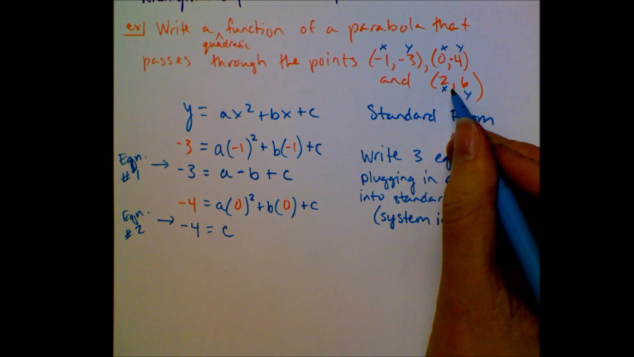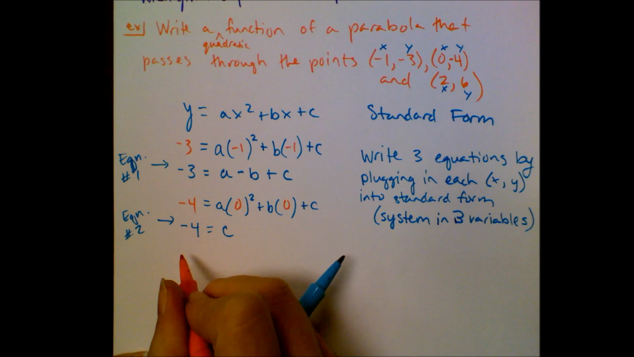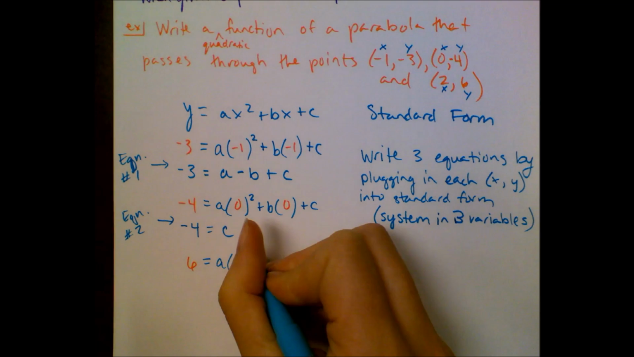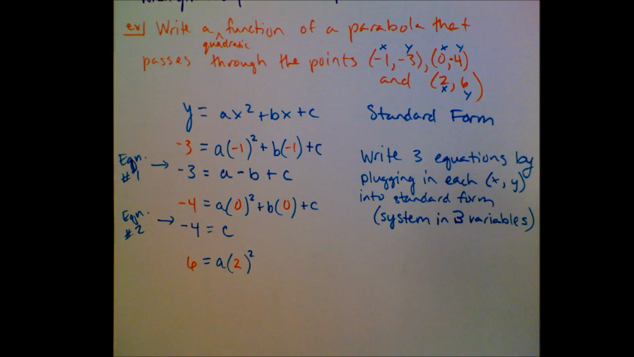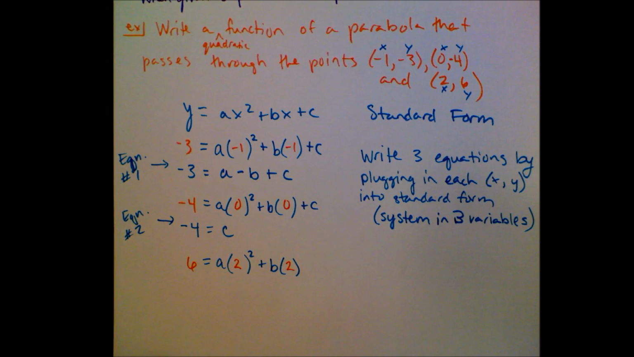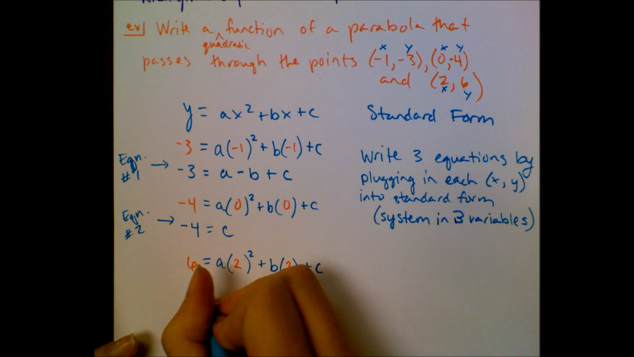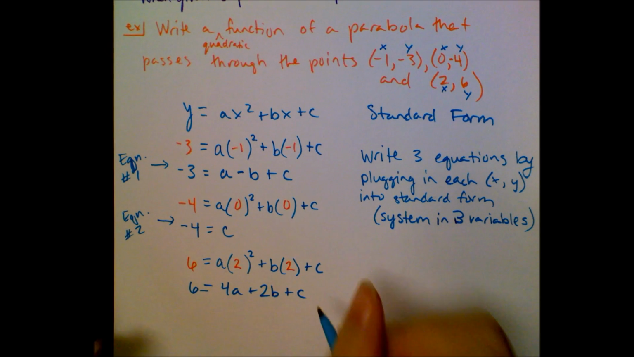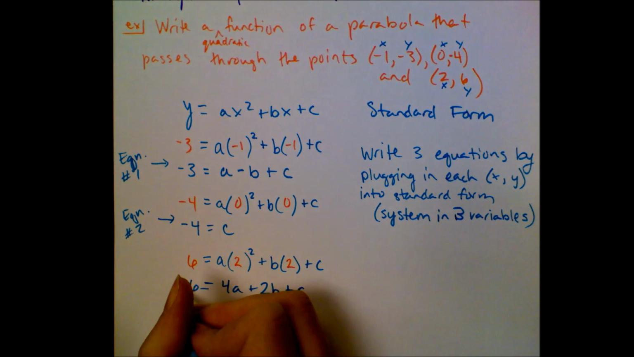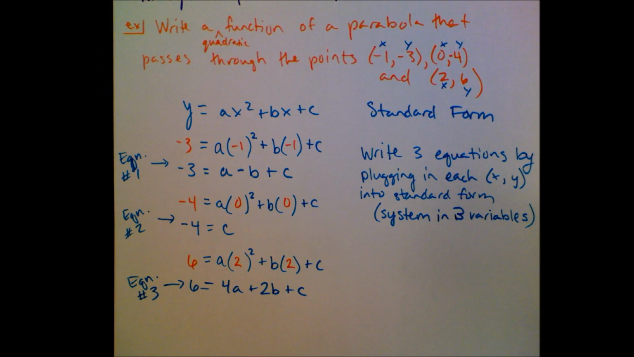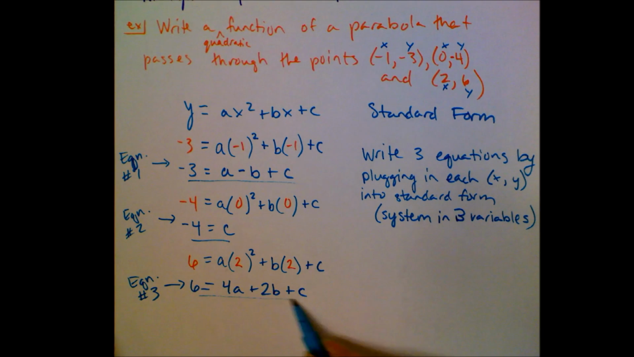Okay, now I take my third point, 2, 6, and I plug in that y and x. Y equals a x squared, my x this time is 2, plus b times x plus c. And I can simplify this. So 6 equals 4a plus 2b plus c. And this one is equation number 3. Equation number 1, equation number 2, equation number 3.